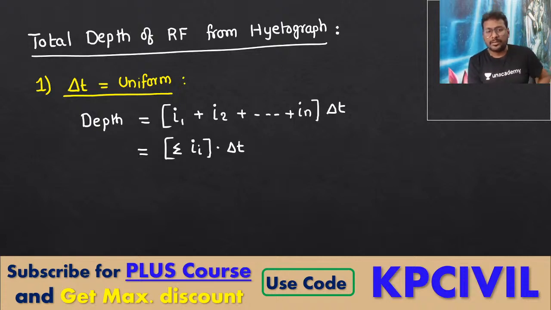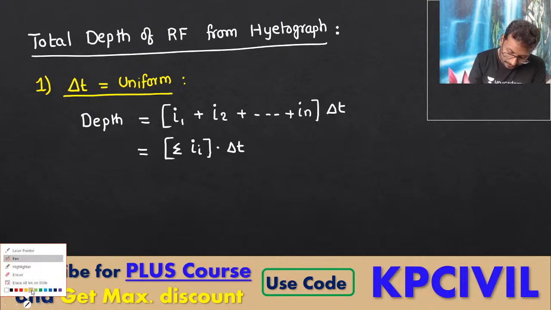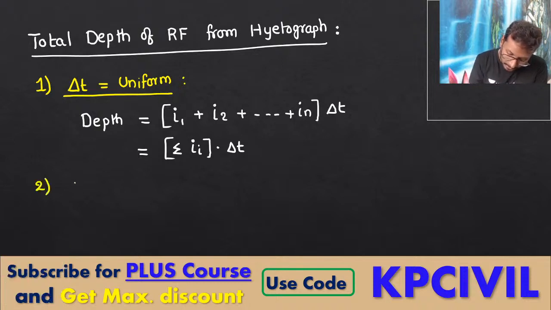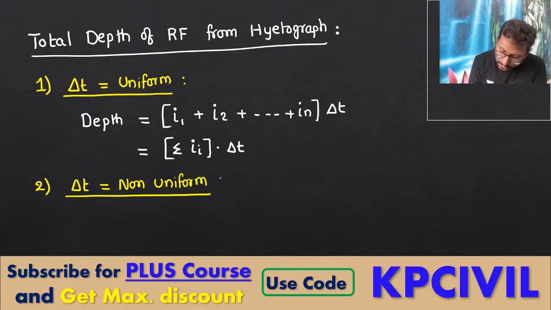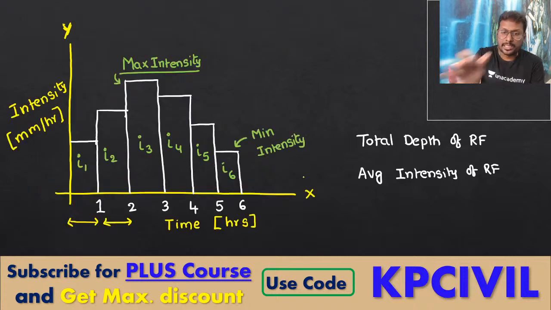Summation of Ii into delta T. This is the condition where delta T from one bar to the other is the same, uniform time duration, uniform time intervals. Then, if delta T is non-uniform, variable, delta T is non-uniform or varying from one intensity to another intensity.